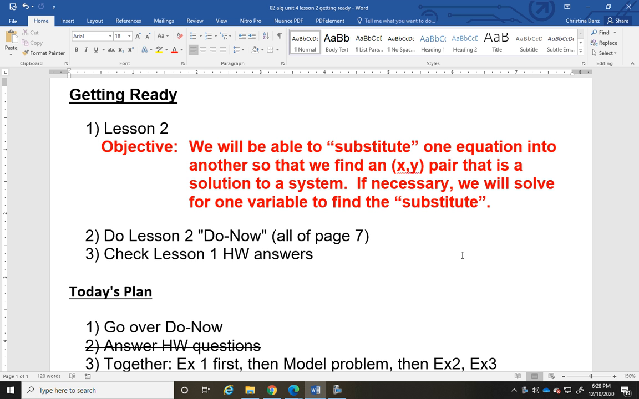Anyway, copy down the objective and then do lesson 2's do now. Also, you should check your homework answers to lesson 1. Your lesson 1 homework answers are posted, and your do now is about graphing, so you should be able to do it. You can hit pause so that you can do the do now and then check your answers with me.